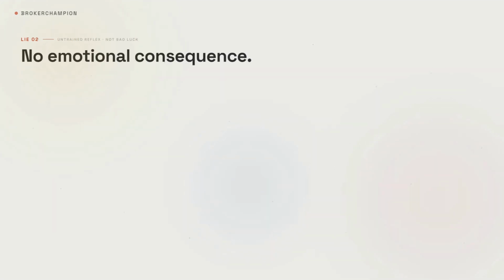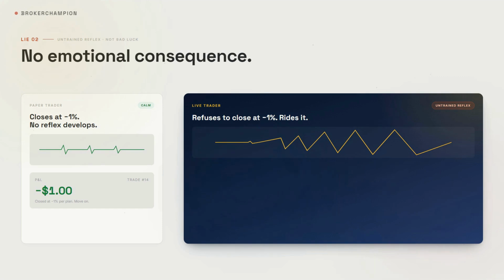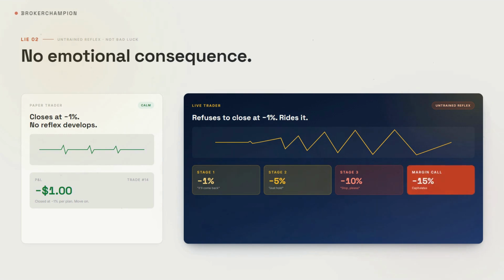Lie number 2, no emotional consequence. A losing paper trade costs you nothing, so loss aversion reflexes never develop. The trader who calmly takes a 1% paper loss often refuses to close at 1% live and rides it to 5, then 10, then capitulates at 15 with a margin call. That's not bad luck, that's an untrained reflex. Trading is half mechanical, half psychological. The simulator only trains the mechanical half.